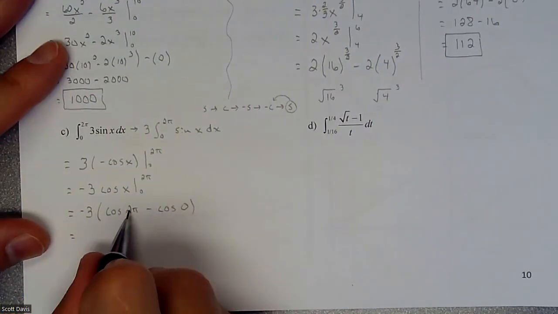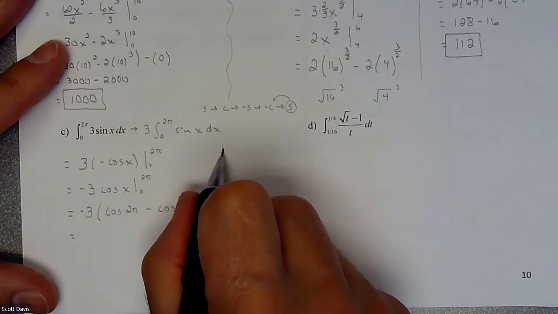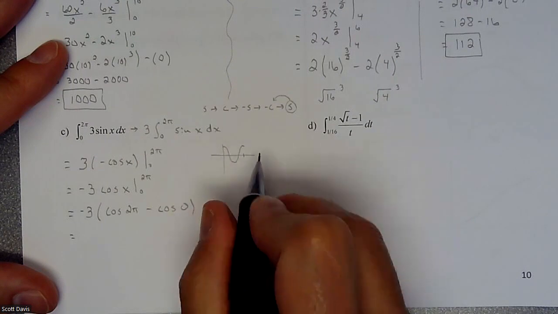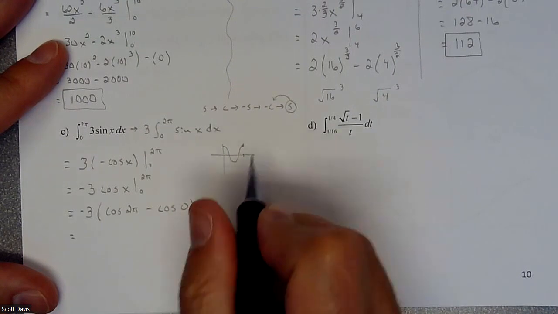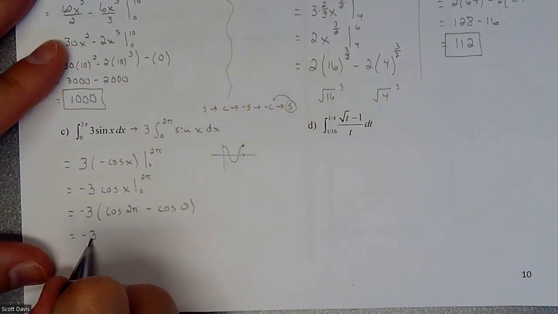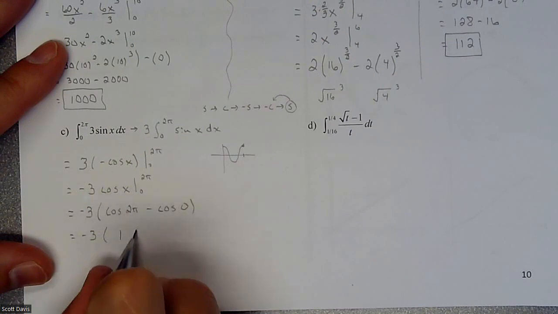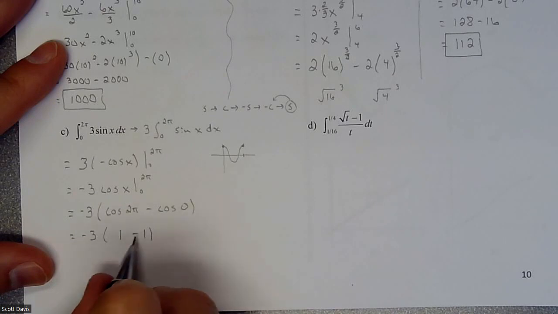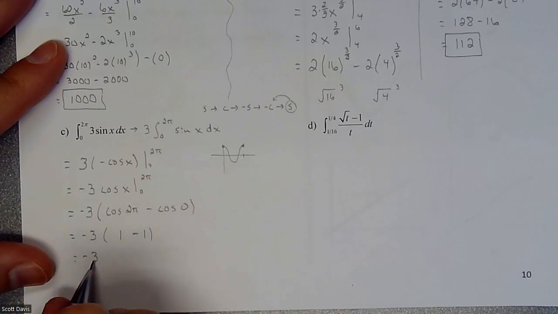So if I do cosine of 2 pi, here's where I think of the graph. Here's cosine. Here's 2 pi. I get a value of 1. So it's a negative 3. Cosine 2 pi is 1 minus cosine of 0 is also 1. So 1 minus 1 is 0. So negative 3 times 0 gives me an area of 0.